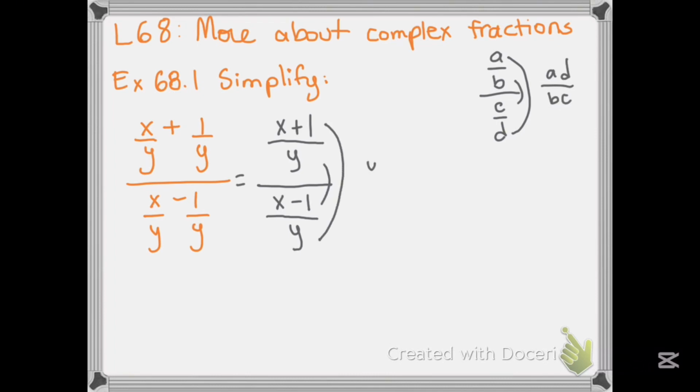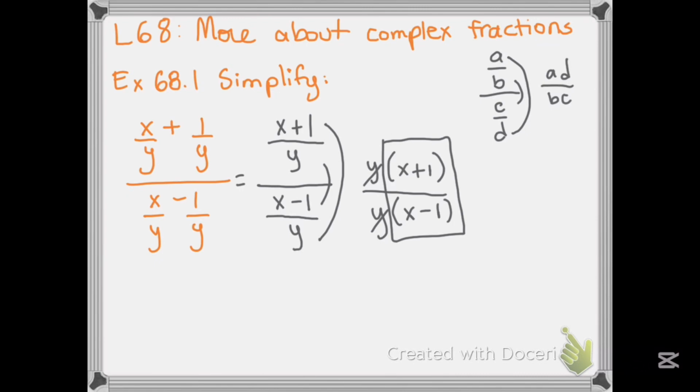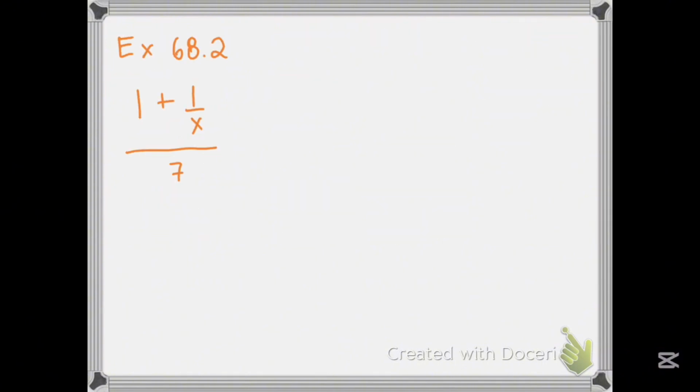So it would be y times x plus 1, and then for the bottom is y times x minus 1. Notice that we have y both on the top and the bottom, so we can cancel, and this would be our answer. Now notice that the y's are both the denominators, so because we have the same denominator, we can cancel it. Let's look at this other example.